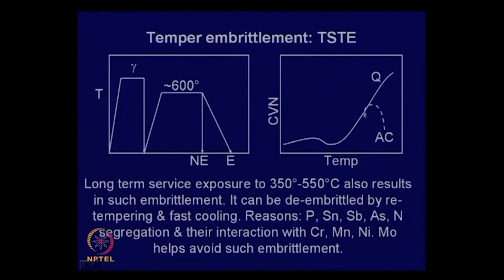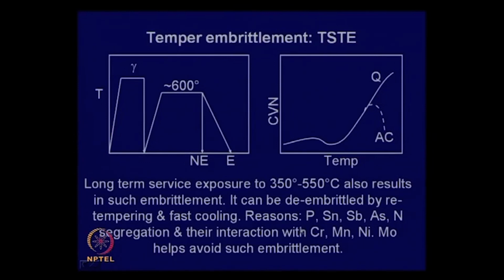And if you quench after this, it follows this path. Take a steel like 4340, which is a very popular steel, used as a spring and in many other very critical applications, an ultra high strength steel. This gives the best combination of strength and toughness if, after hardening and subsequent tempering, it is oil quenched. But if you air cool, then such steels are prone to this kind of embrittlement.